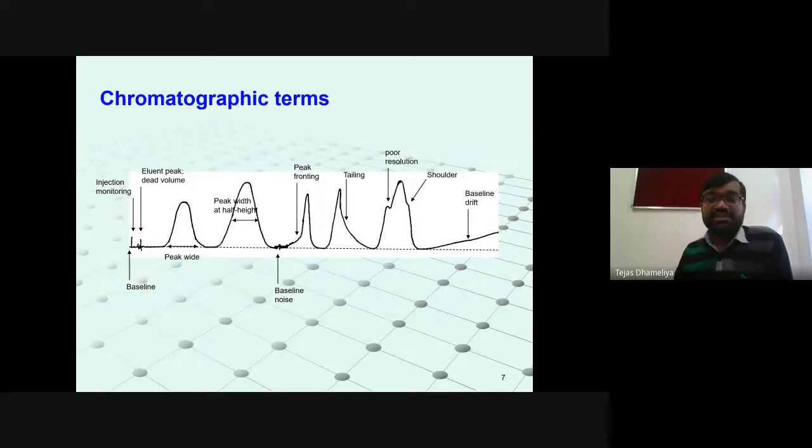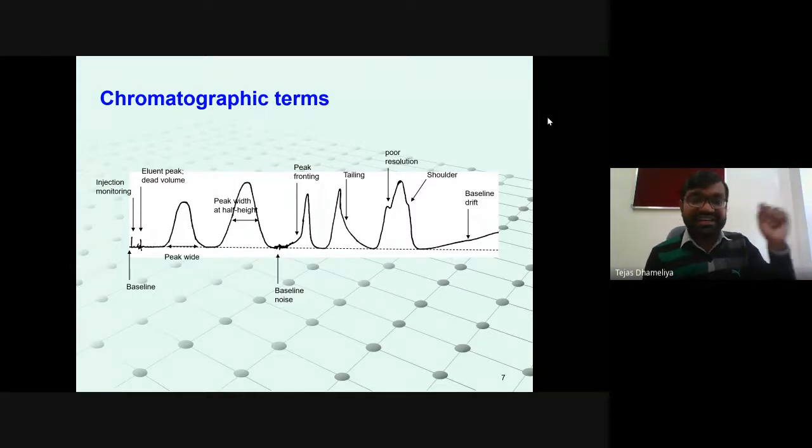Now coming to these chromatographic terms, such as peak, dead volume, noise, fronting, tailing, resolution, etc. Right? So these are the concepts which you need to understand before we go for interpretation of an HPLC chromatogram. There is something called dead volume.